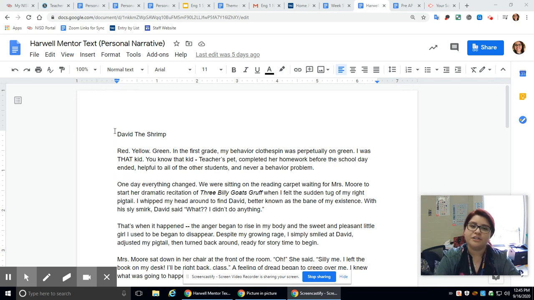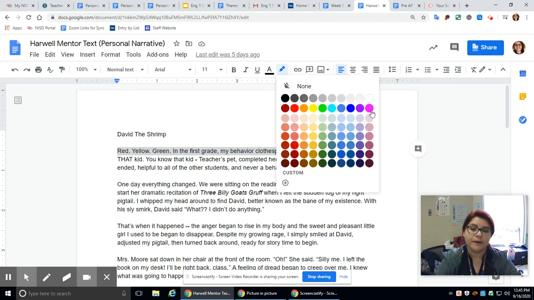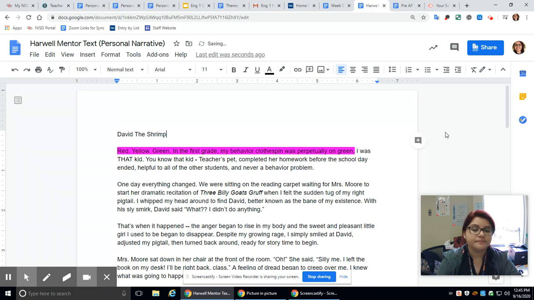I started off my introduction with the colors of the chart. And I talked about how my behavior clothespin was always on green. Now that's sensory imagery. That's helping me to see the different colors and the clothespin on the chart. So what I would do, now that I've incorporated that sensory imagery, is highlight that pink. So you'll need to have images or instances of sensory imagery, and that would be the color pink. Okay, so now that's my first instance.